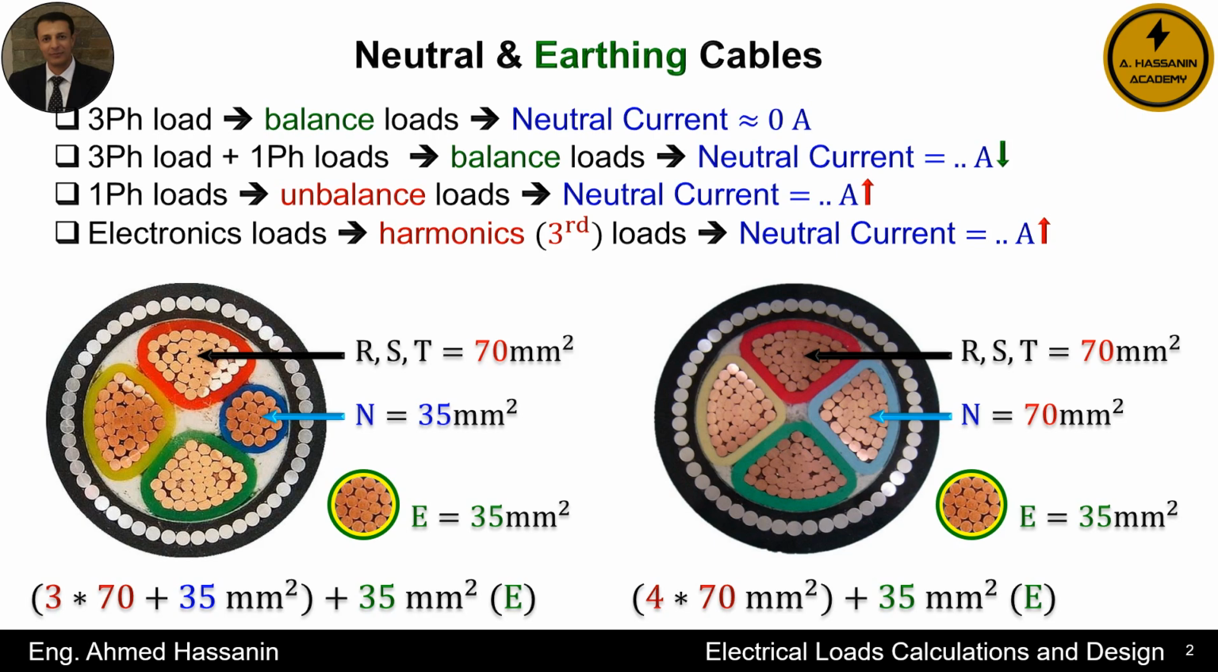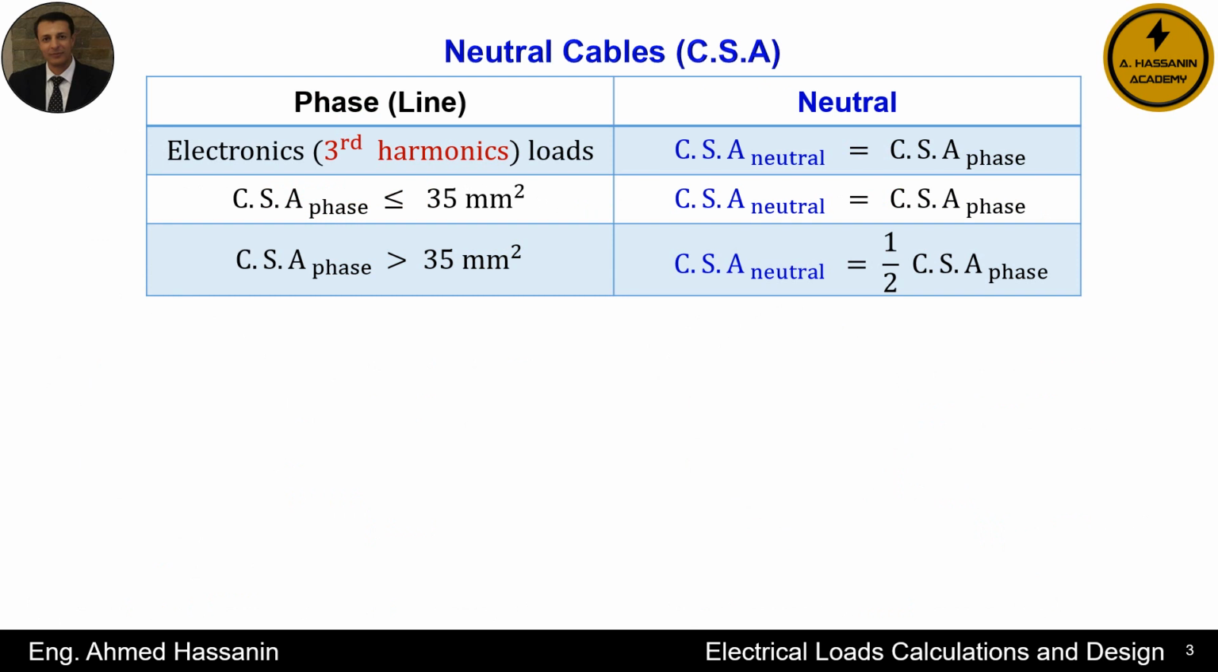In the previous lectures, I explained how to choose the correct cross-section area for the main phases R, S, and T by calculating the load current, thermal current, voltage drop, and short circuit parameters. After selecting the appropriate cross-section area for the main phases R, S, and T in square millimeters, the next step is to determine the suitable cross-section area for the neutral and earthing cables.